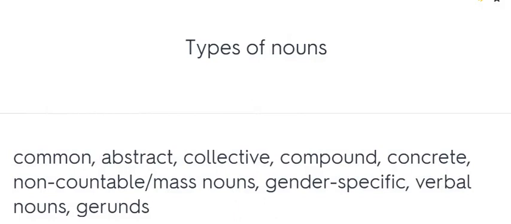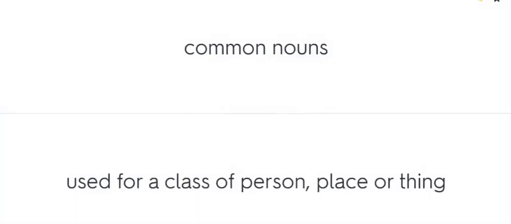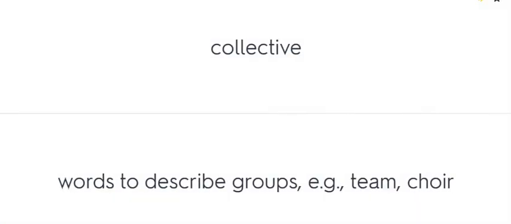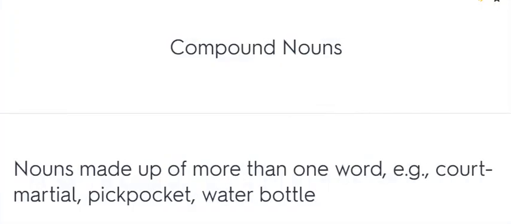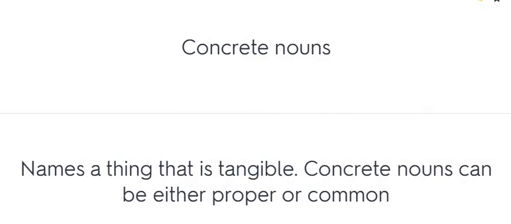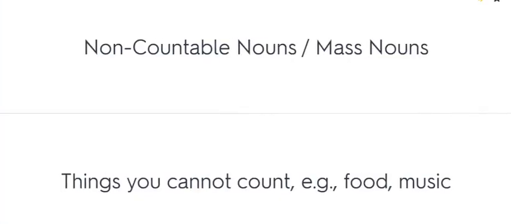Types of nouns. Common, abstract, collective, compound, concrete, non-countable mass nouns, gender-specific, verbal nouns, gerunds. Common nouns. Used for a class of person, place or thing. Abstract nouns. Things you cannot see or touch, for example, bravery, joy. Collective. Words to describe groups, for example, team, choir. Compound nouns. Nouns made up of more than one word, for example, court-martial, pickpocket, water bottle. Concrete nouns. Names a thing that is tangible. Concrete nouns can be either proper or common. Non-countable nouns, mass nouns. Things you cannot count, for example, food, music.